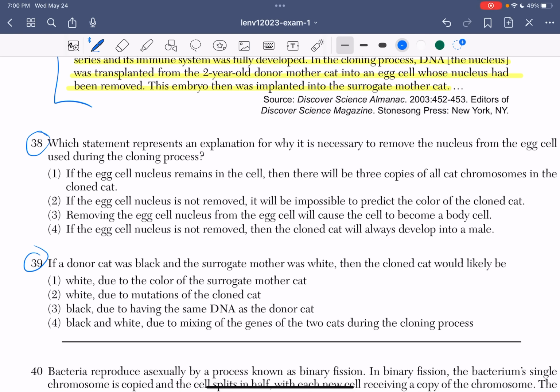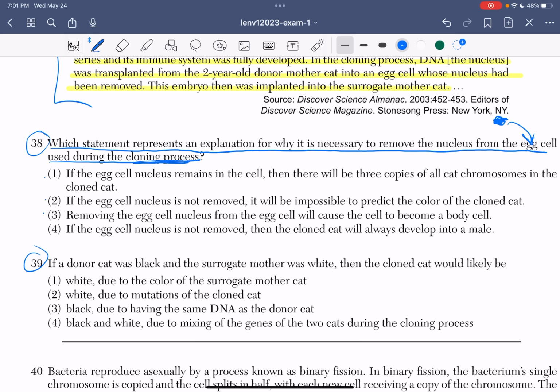Number 38. Which statement represents an explanation for why it is necessary to remove the nucleus from the egg cell used during the cloning process? Okay. Before I even look at these, you need to remove the nucleus of the donor egg and put in the DNA from the clone so that you can get the clone.